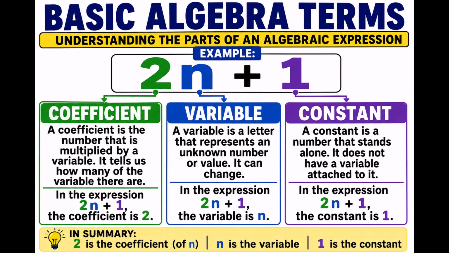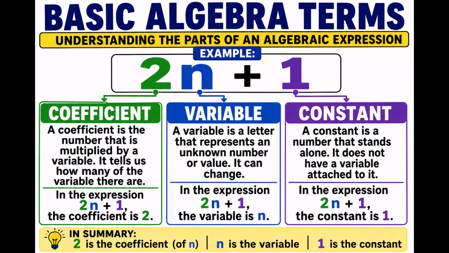So coefficient. A coefficient is the number that is multiplied by a variable. It tells us how many of the variable there are. In this expression, we see 2n plus 1. Therefore, the coefficient is 2.